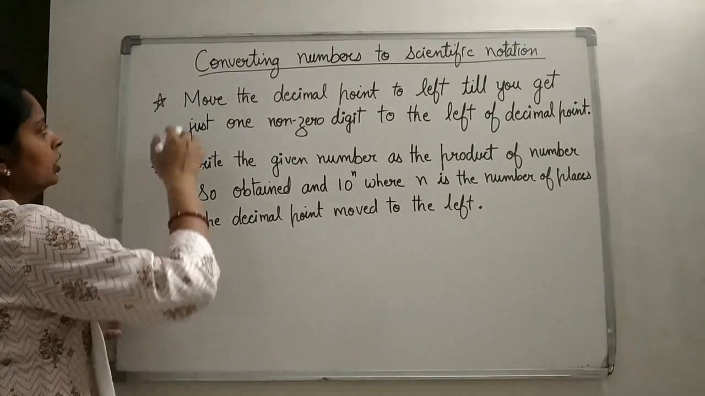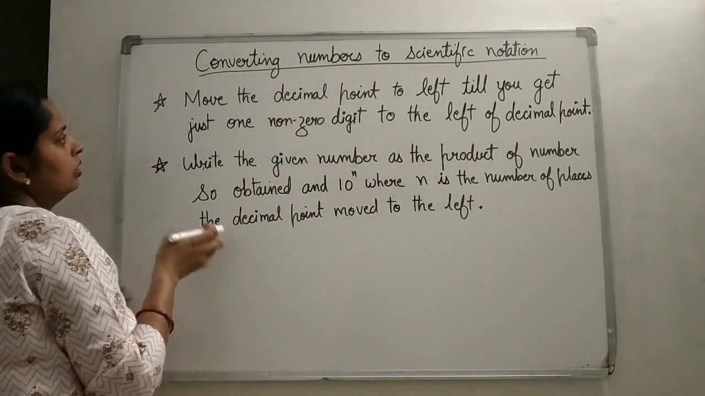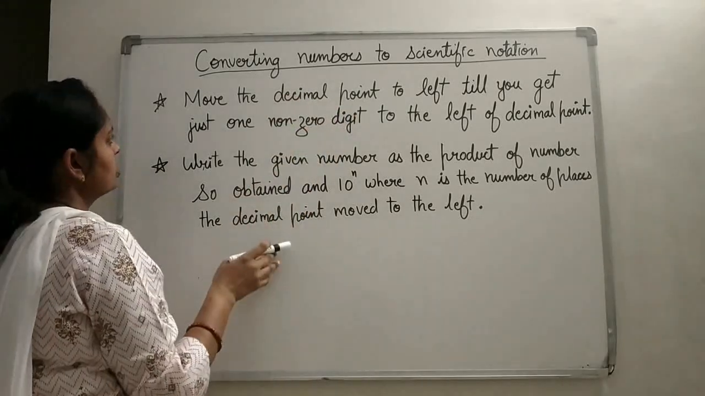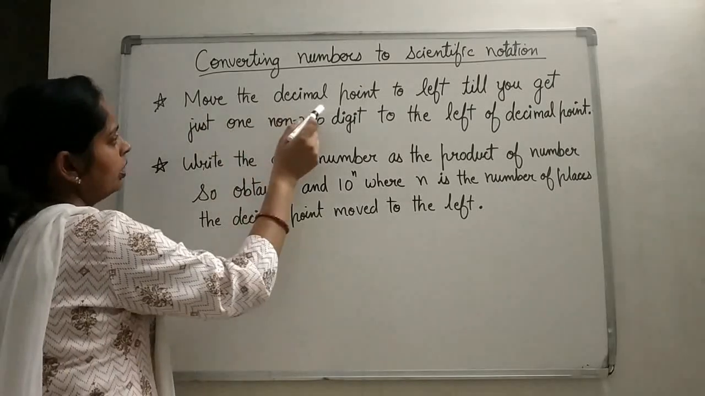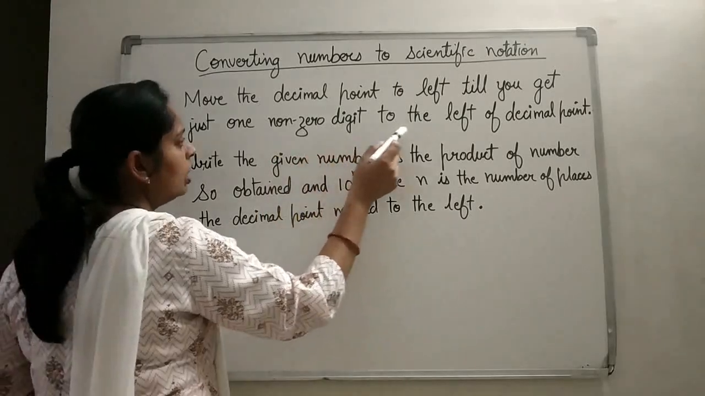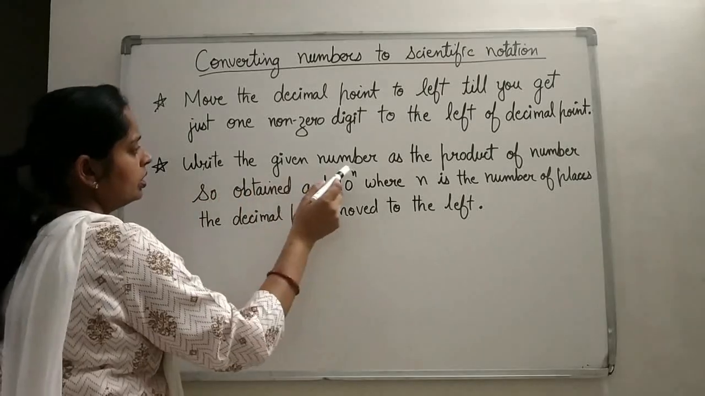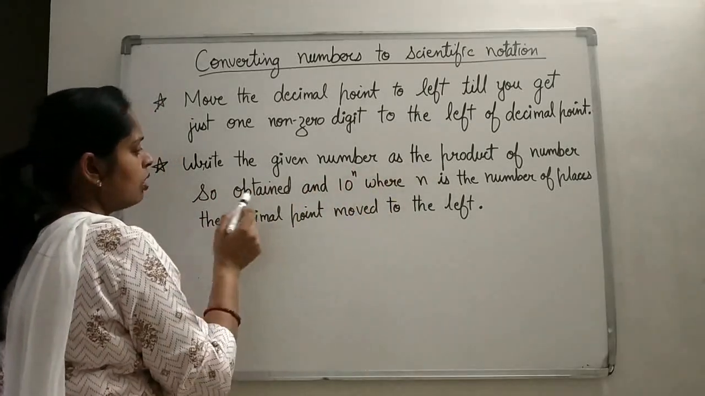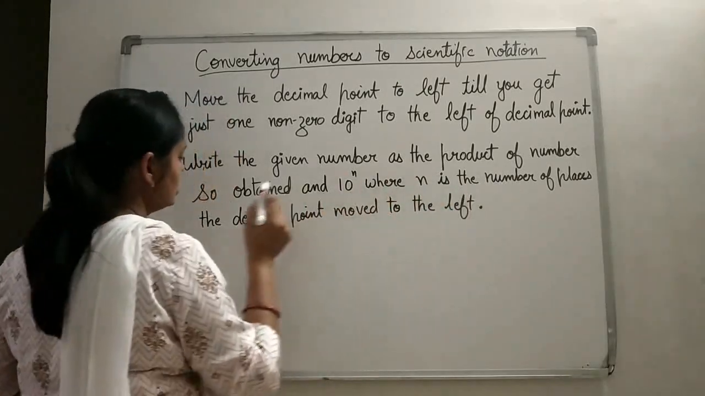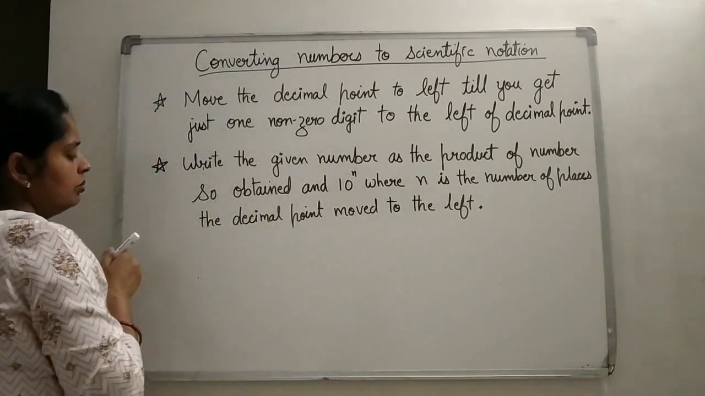Now see, converting numbers to scientific notation. What steps do you follow when you have to write a number in standard notation or scientific notation? First, move the decimal point to the left till you get just one non-zero digit to the left of the decimal point. Second, write the given number as the product of the number so obtained and 10 to the power n, where n is the number of places the decimal point moved to the left.